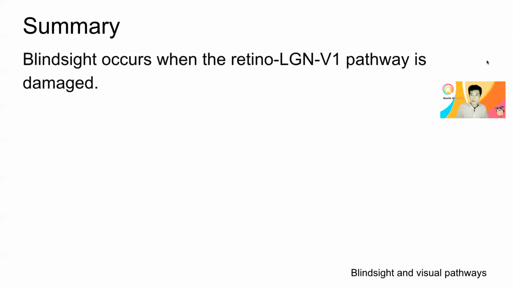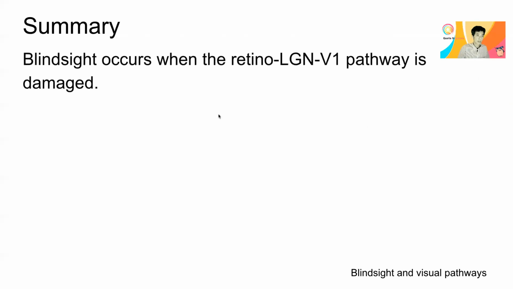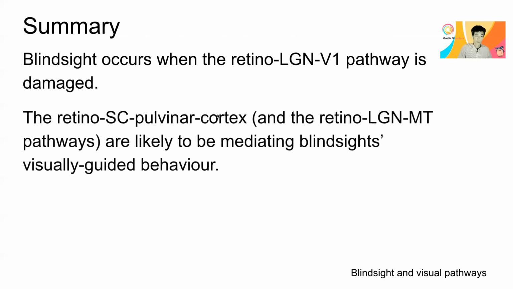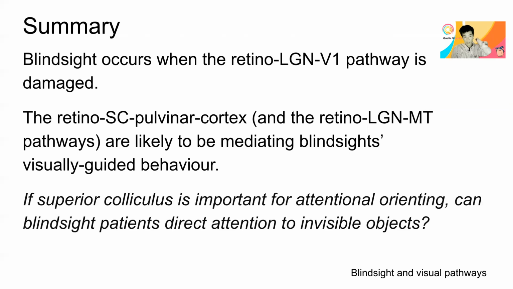So in this video, I explained that blind sight occurs when the retina-LGN-V1 pathway is damaged. However, the retina-superior colliculus-pulvinar-cortex pathway or the retina-LGN-MT pathways are likely to be mediating blind sight behavior, especially visually guided behaviors. So here comes a question which will be answered in a lecture in a couple of weeks.